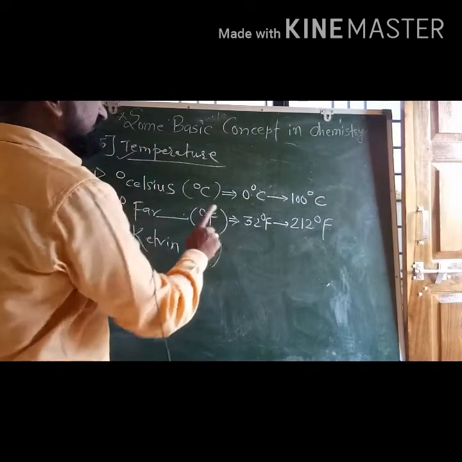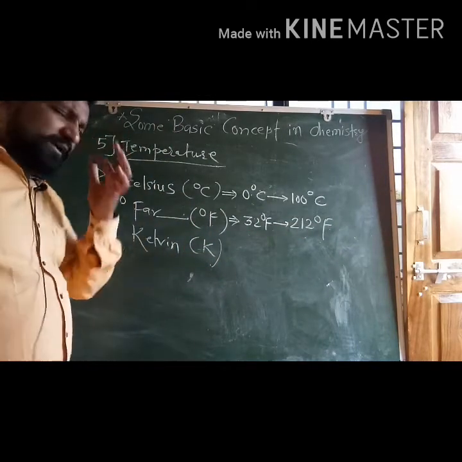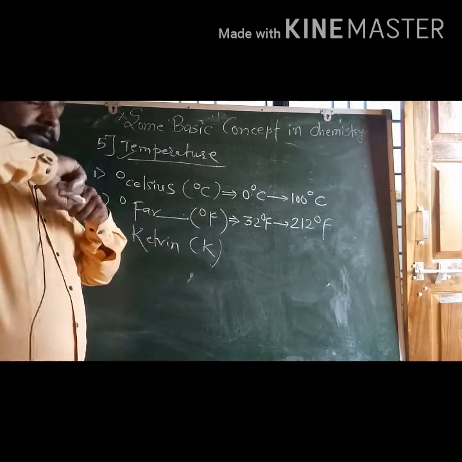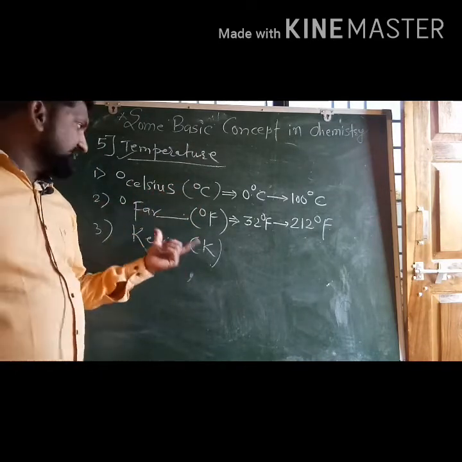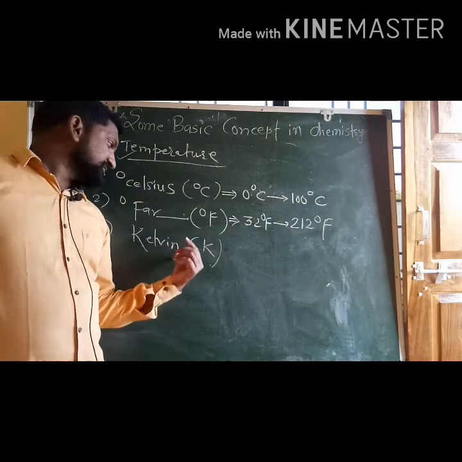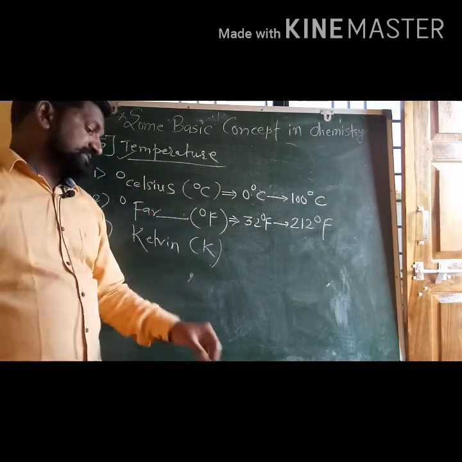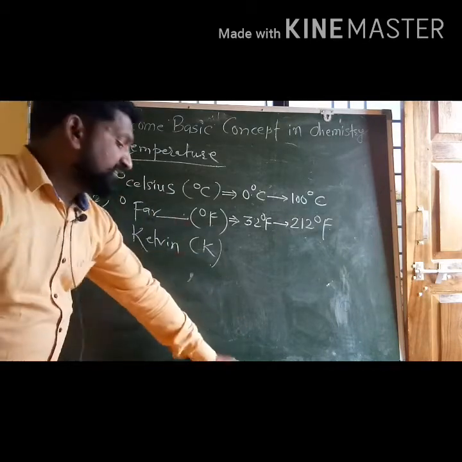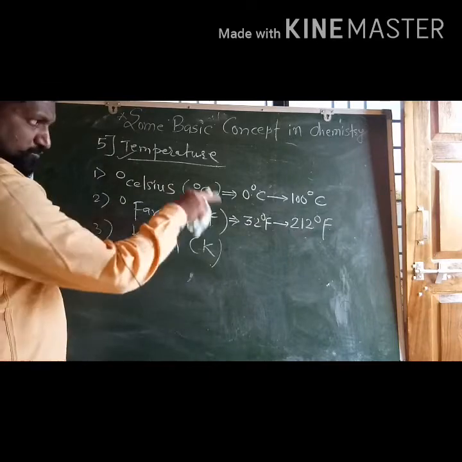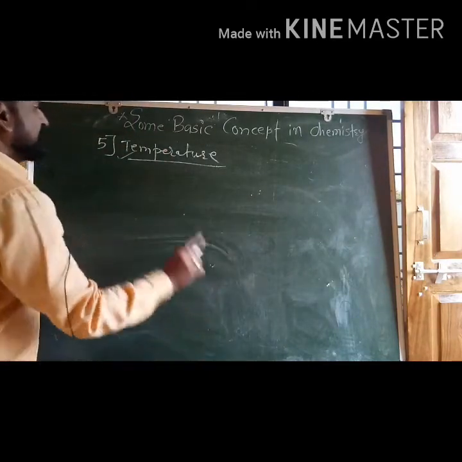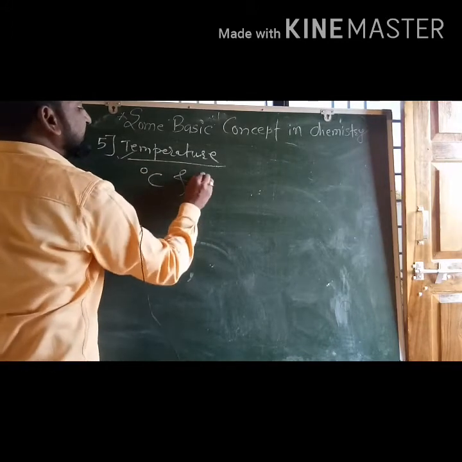Okay, and Kelvin scale. Now see everybody what happened. There is interrelationship between the temperature scales. These are the three popular scales: degree Celsius, degree Fahrenheit, and Kelvin. First we will see the relationship between Celsius and Fahrenheit. See carefully what I am saying. What is the relationship between degree Celsius and degree Fahrenheit?